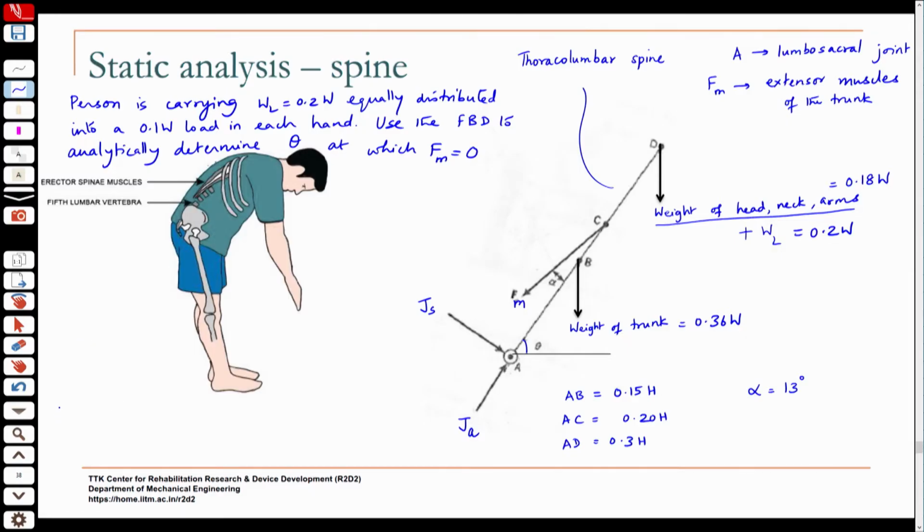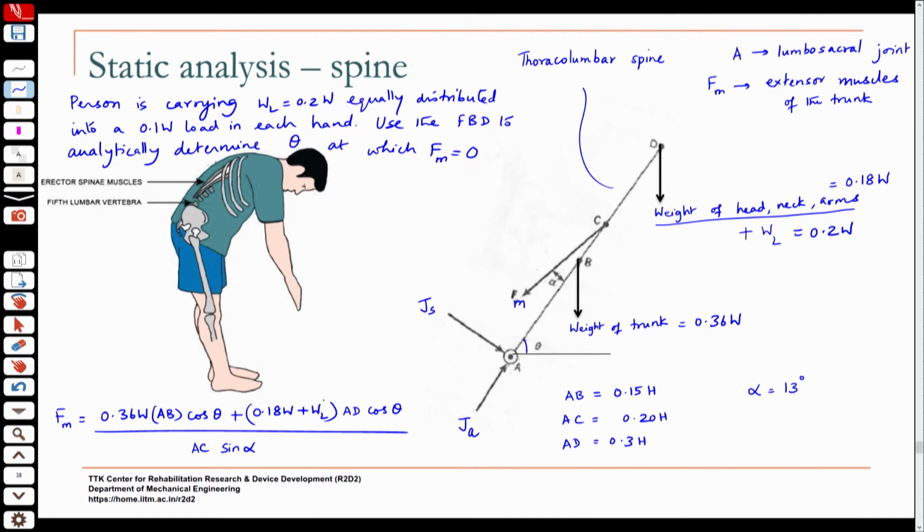So, you have the expression for Fm, which we saw earlier, as 0.36 W AB cos theta plus 0.18 W plus WL AD cos theta divided by AC sin alpha. So, when will your Fm be 0? When cos theta is 0.